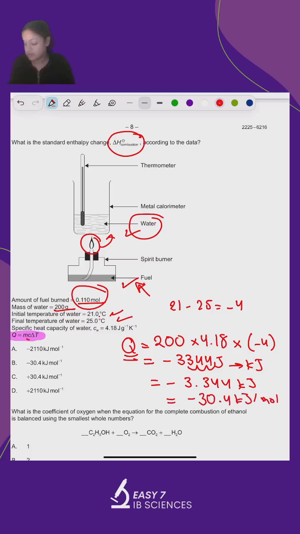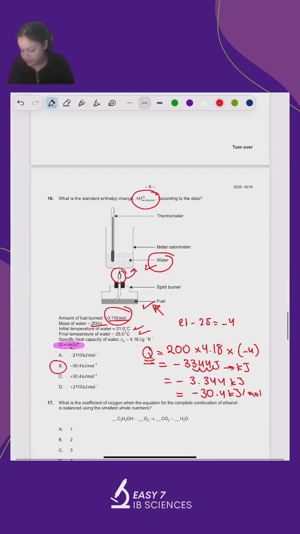So the answer is B. Absolutely. You guys are smashing it. So the steps here are, number one, calculate the amount in Q, which is in joules. Divide that by 1,000 to get to kilojoules. That's your step number 2. And your step number 3 is to divide by the number of moles of the fuel that you're trying to calculate the delta H of combustion for.